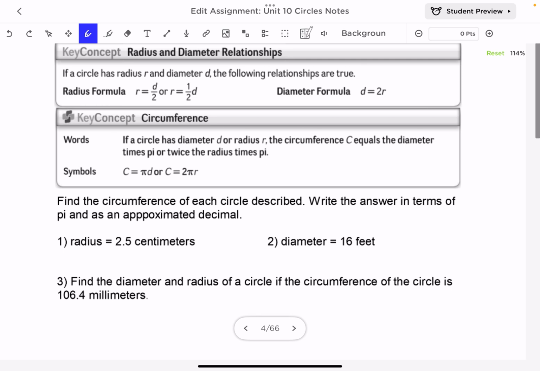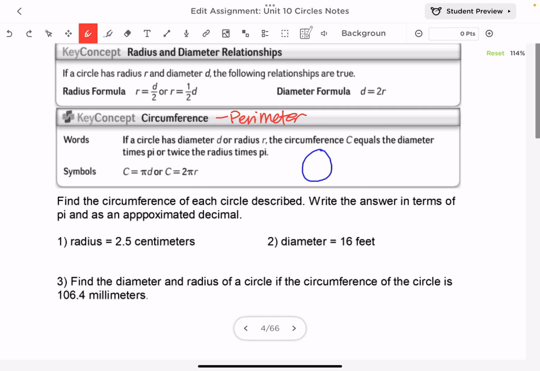So we know that a radius is half of a diameter, or that a diameter is 2 of your radii. Okay, and that's going to lead us into talking about circumference. I want to start out by making sure that we understand what circumference is. Circumference is just another word for perimeter. Okay, this is the perimeter of our circle.